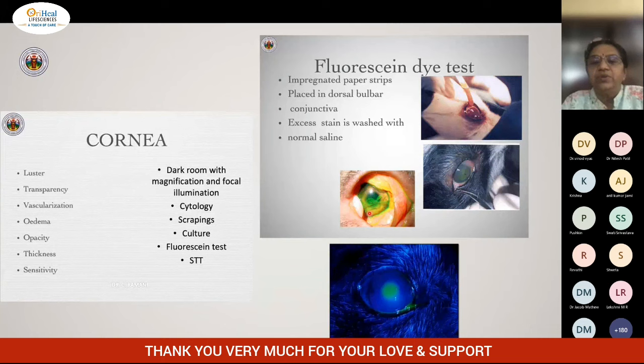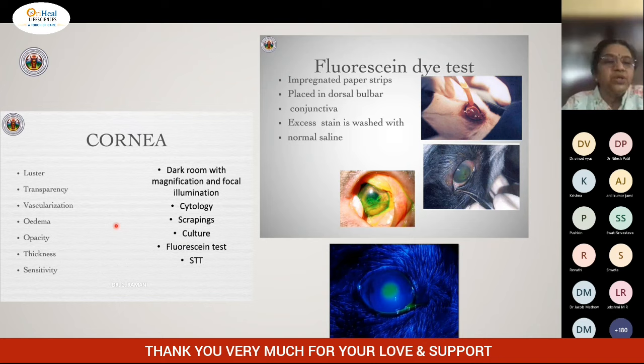So this is a cornea where the uptake of the fluorescein is in the center of the cornea. So this is an axial ulcer, axial in the center of the cornea. This is the peripheral cornea, and this is the central cornea. So there is an active ulcer in the central cornea. So we were talking about vascularization.